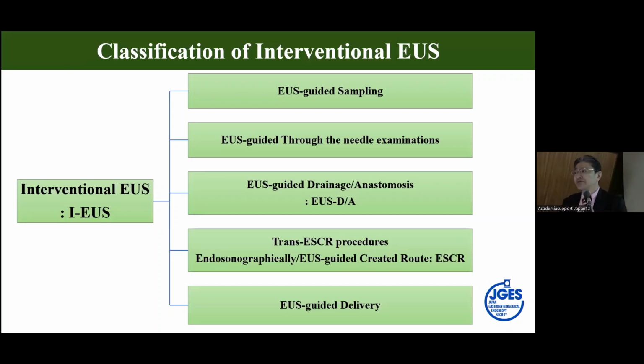After our discussion, we decided to classify interventional EUS into 5 categories: EUS-guided sampling, through-the-needle examinations, EUS-DA, where DA means drainage/anastomosis, and the trans-ES-scar procedures. I will explain ESCL later. And the other one is EUS-guided delivery. I will introduce them one by one.